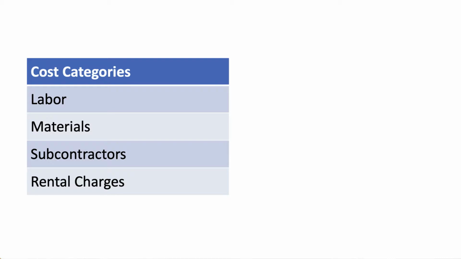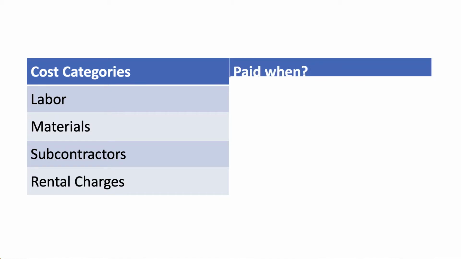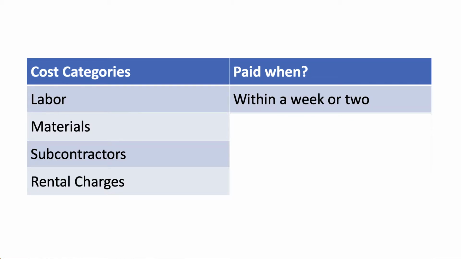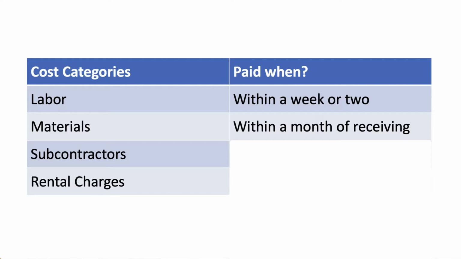Each of these categories may have very different cash flow patterns. Labor is the cost of your actual employees for your company working on the job. It is not the employees working for your subcontractor. A lot of companies will pay their employees either weekly or biweekly. So cash is going out the door regularly, regardless of when you bill the customer and when the customer pays you.